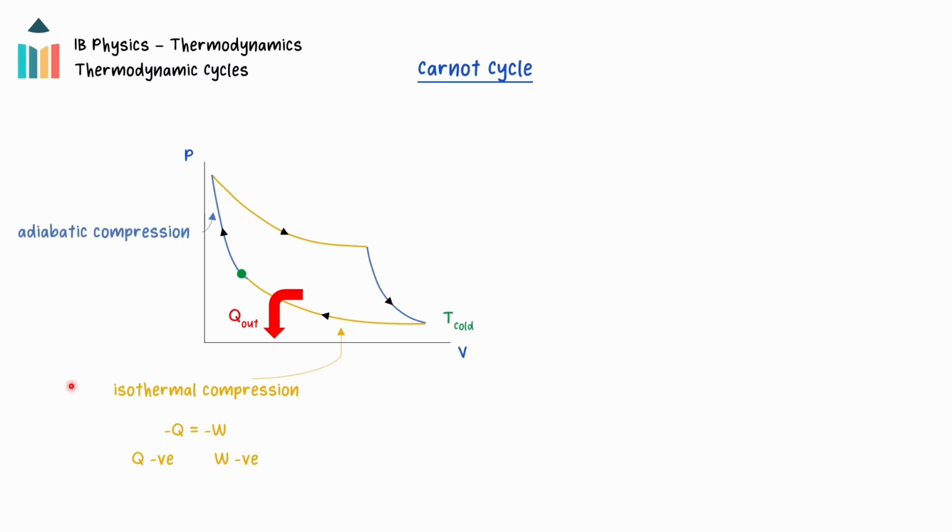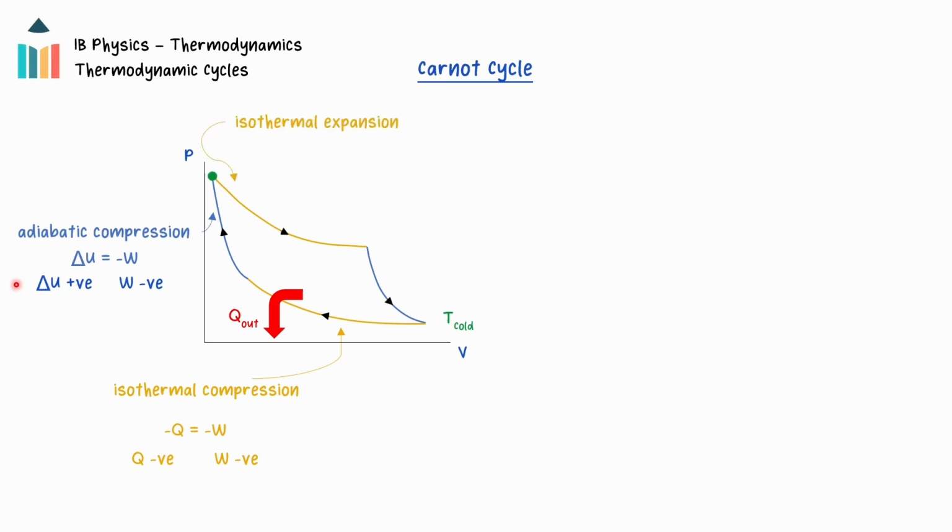The ideal gas will then undergo an adiabatic compression, and no thermal energy will enter or leave the system. The change in internal energy will be equal to the work done, and because the ideal gas is being compressed, this work will also be a negative value. This results in a positive change in the internal energy and an increase in the temperature for the ideal gas.